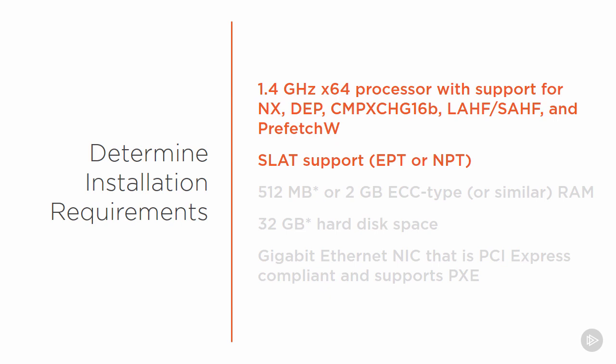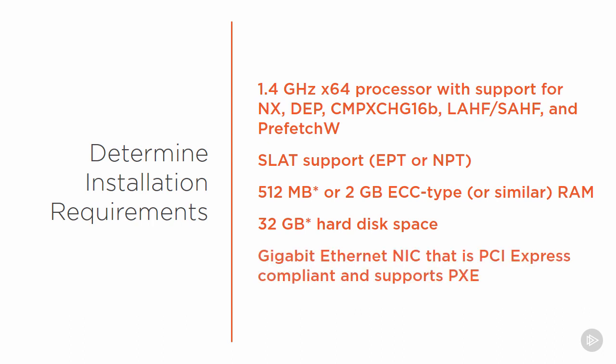There are, as you know, two different installation options for Server 2016, the Server Core and also the Full Server Edition. For Server Core, you need to have at least 512 megabytes of RAM. For every other edition, for the Server with a GUI edition, you'll need to have at least 2 gigs of RAM. This needs to be ECC type or similar RAM. We also here have the need for hard disk space, at least 32 gigs of hard disk space, and a gigabit Ethernet NIC that is compliant to PCI Express and also supports PXE for PXE booting.